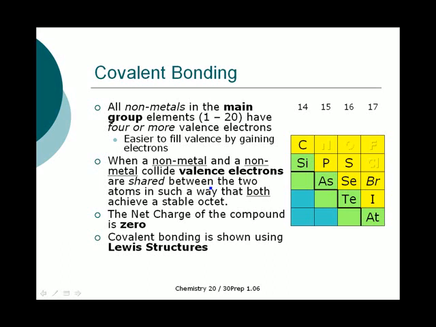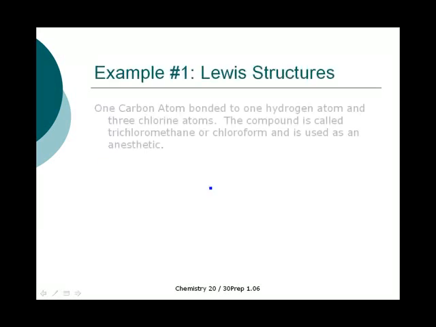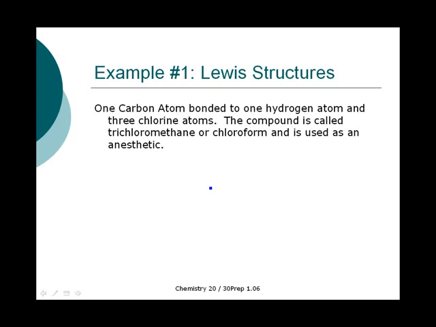So we're only going to be looking at the atoms that are shown here on the left, those group 14 through 17 atoms. But they can bond to each other in a variety of ways. So here's an example of what we're talking about. Here we have one carbon atom bonded to one hydrogen and 3 chlorines. So the way it would look is if we take a look at carbon, if it's bonded to a hydrogen, this is the way the compound's going to look.